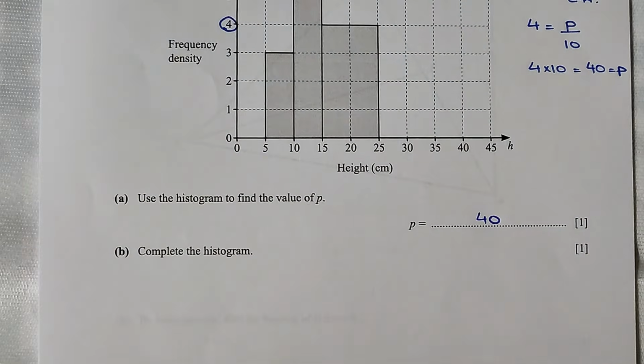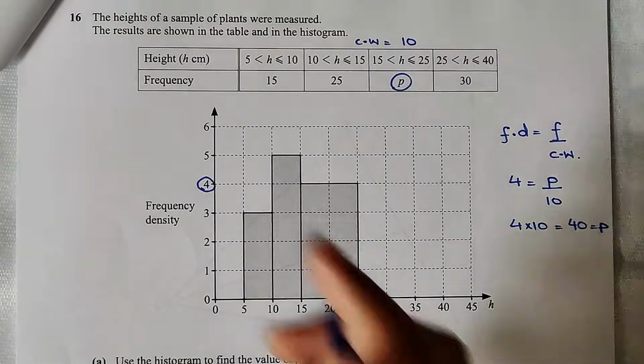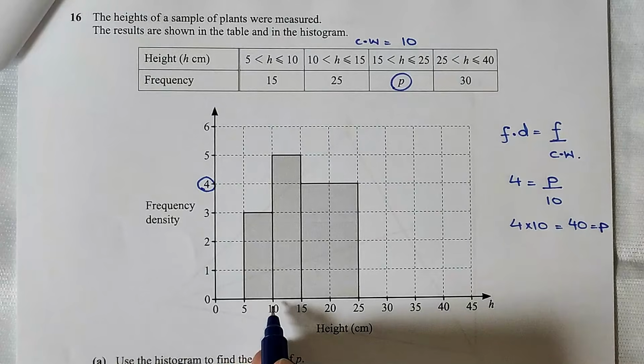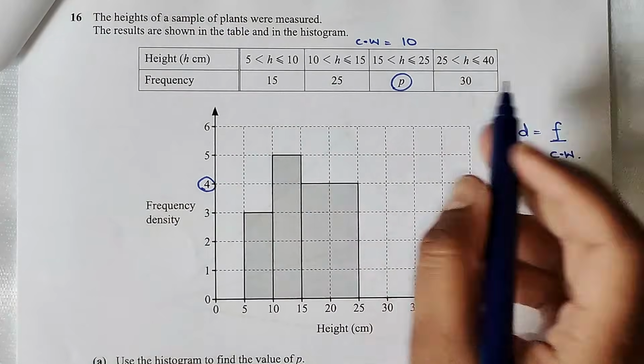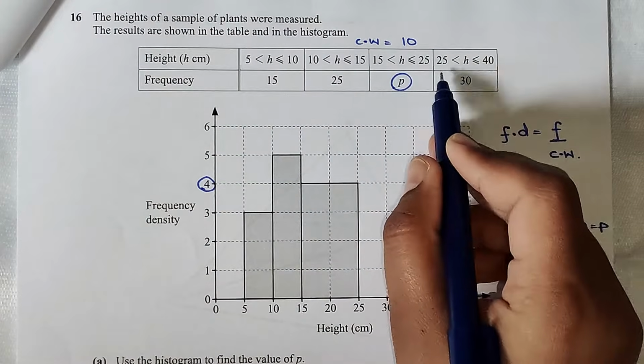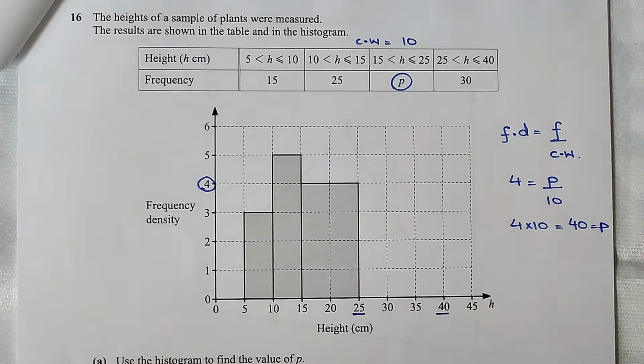Now for the second part, complete the histogram. As you can see, we have 5 to 10, 10 to 15, 15 to 25. The first three are already done. We just need to solve this one, 25 to 40, from this 25 to this 40.